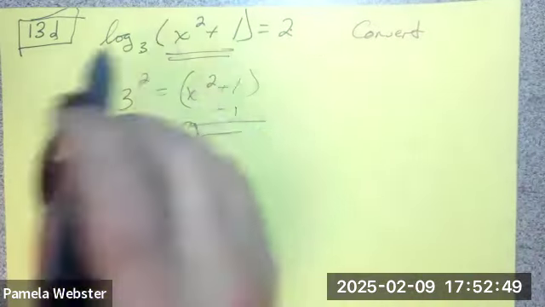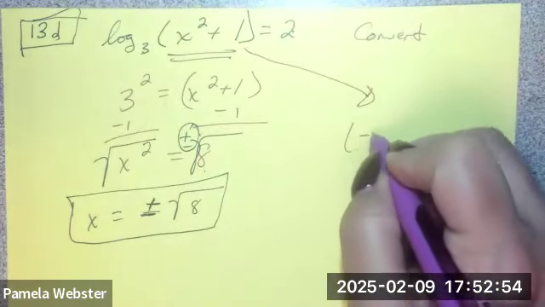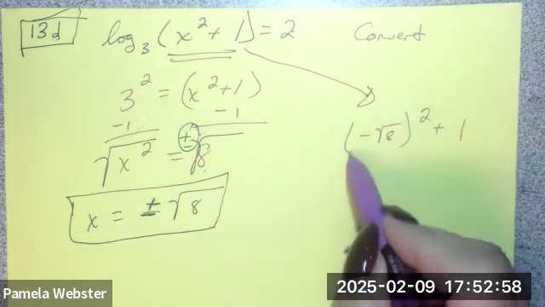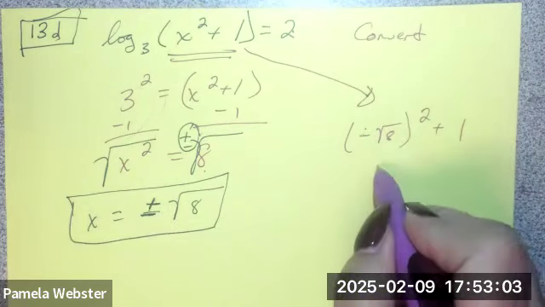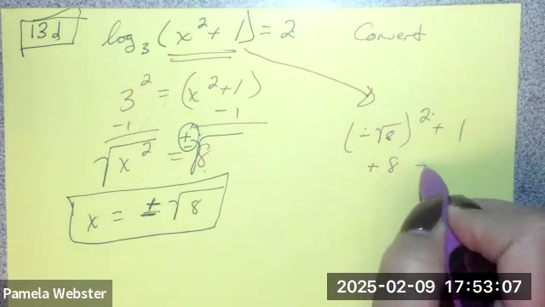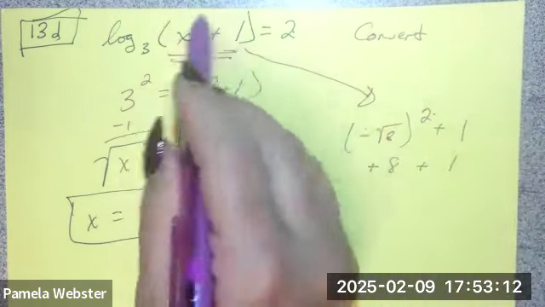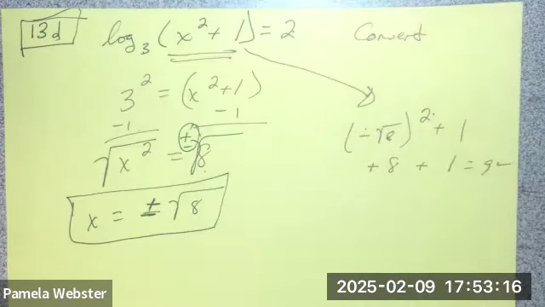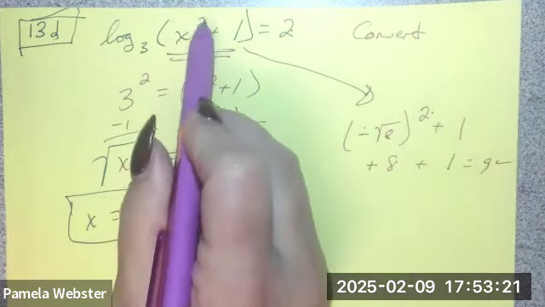The nice thing about this one is when I put in negative square root of 8 squared plus 1, what happens? Negative times a negative is a positive, right? So this becomes the positive. Square root of 8 squared is 8 plus 1, right? So inside of the parentheses here, even though I started with a negative number, I now have a positive number because this negative number being squared here, we're okay.